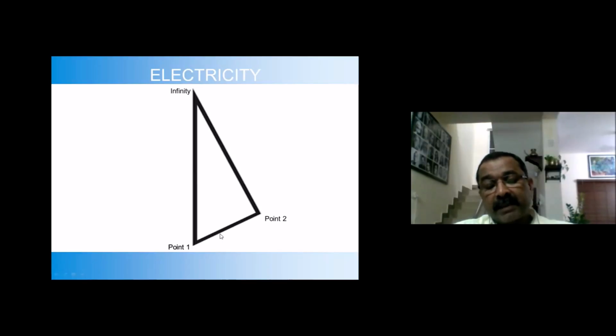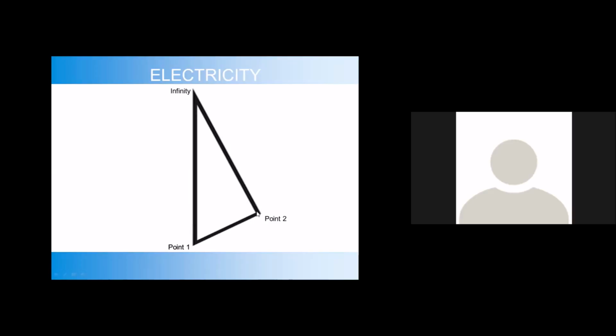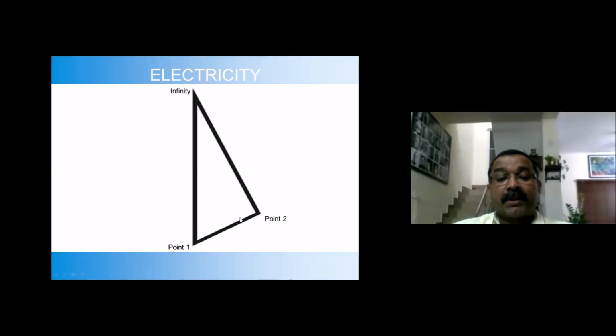And as always, there will be a current from higher potential to lower potential. This is somewhat the same as water flow. Water will flow from a higher potential point to a lower potential point. Am I correct? Rishikesh? Yes, sir. You are okay with this point.